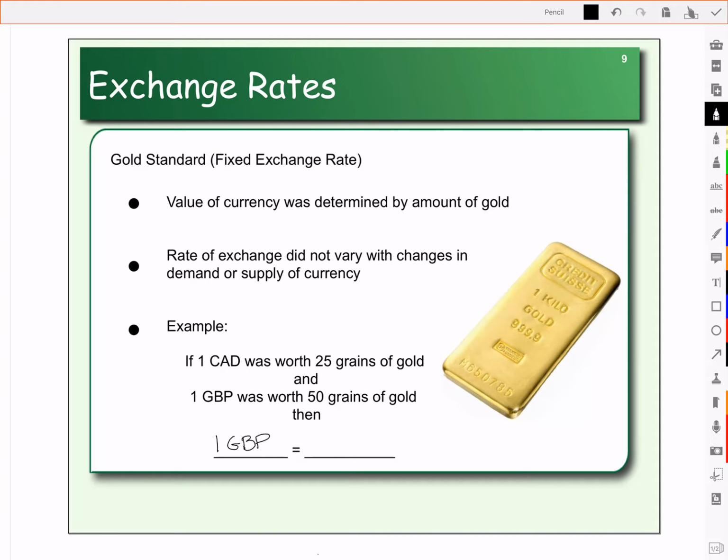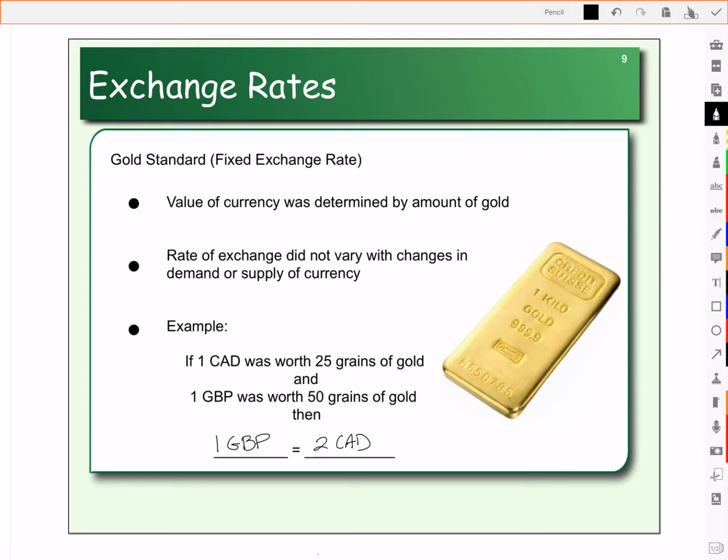So then the question is, how many Canadian dollars do you need to get a British pound? Well, if a British pound is worth 50 grains of gold and a Canadian dollar is worth 25, then 2 Canadian dollars is worth 50 grains of gold and is equal to 1 British pound. So we could find our exchange rate between British pounds and Canadian dollars because the currencies were all fixed to the amount of gold. And the exchange rates didn't change.